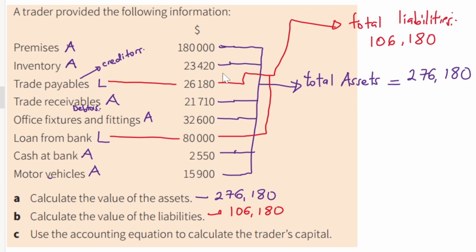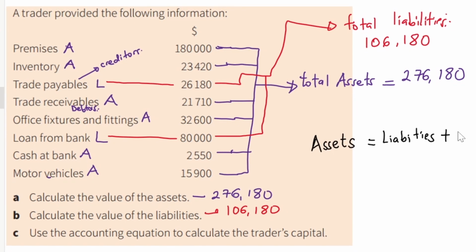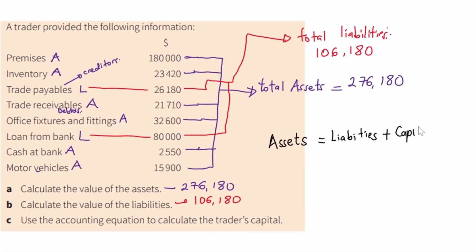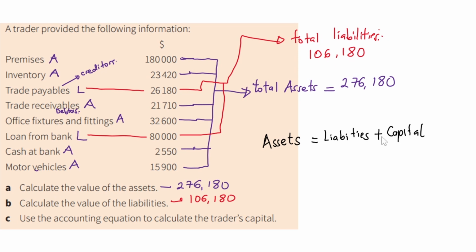Okay, so we all know that the accounting equation is written by, we know that the resources owned by the business, which so happens to be the assets, are supposed to be equivalent to the claims against those assets, and the claims against those assets, we have other people's money, which we are calling liabilities, plus the owner's equity, or the capital, the one we are looking for. So that's the accounting equation. So we're just simply going to substitute. In the assets, we calculate our total assets as 276,180 is going to be equal to our total liabilities, which is going to be 106,180 plus our capital.